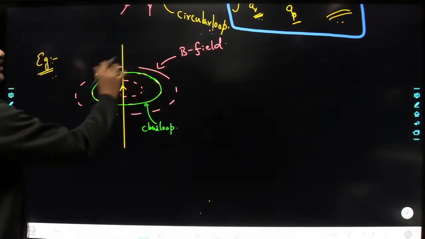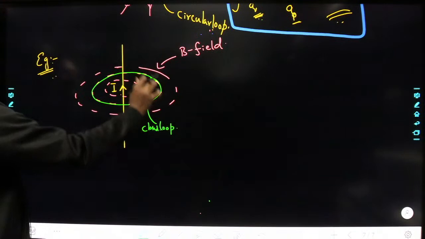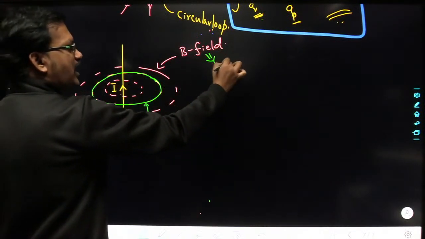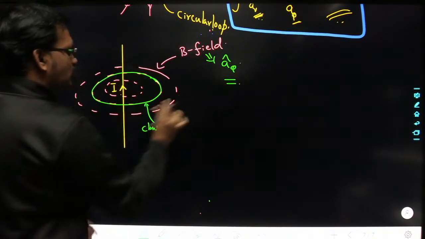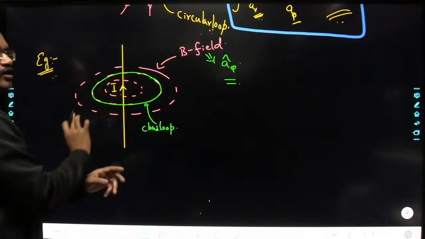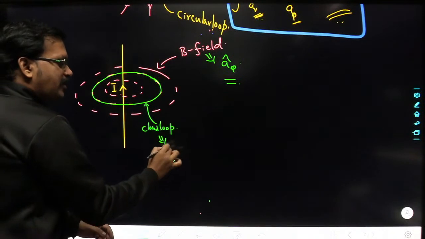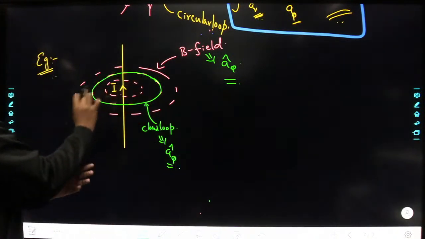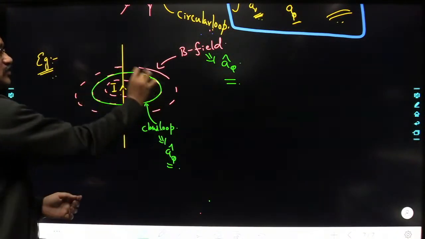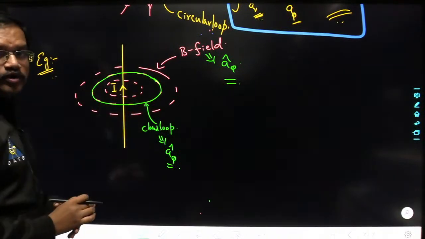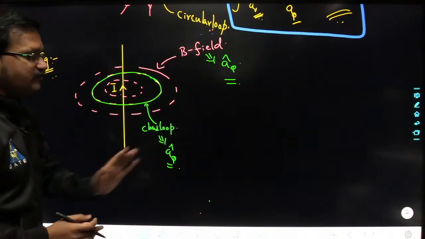Now here the B field, what is the direction of B field here? The direction of B field is in A phi cap direction, and here the loop also I have considered as a circular loop. So the direction of the loop is also in A phi cap direction. So the direction of the B field as well as the direction of the circular loop, both are in the same direction, that is in A phi cap direction.